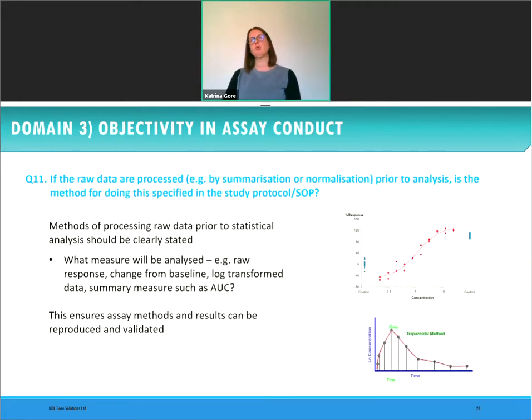If you're processing raw data prior to an analysis, state it in your study protocol, so people totally understand what you're going to be measuring. Those methods of processing should be clearly stated. What measure are you analysing? Is it the raw response, change from baseline, log transformed data, or a summary measure such as AUC? And it ensures reproducibility and validation.